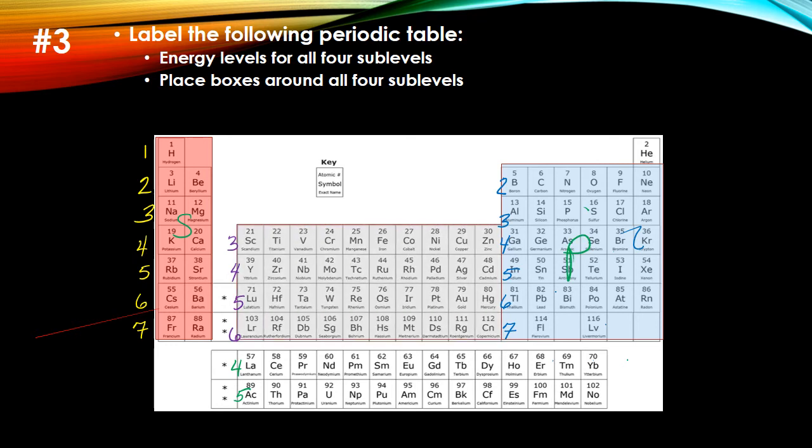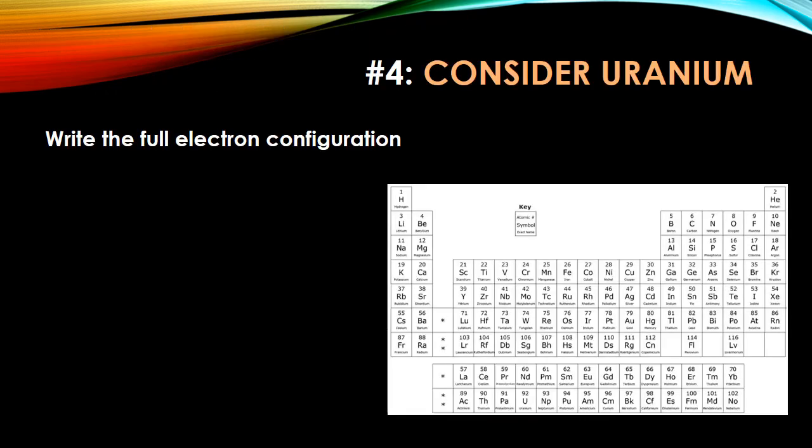There's the D block, so let's put a D. And last but not least, the funky F block. The previous question should make your life a lot easier to write the full electron configuration for uranium. Should not come as a surprise that I asked you to do the full electron configuration.